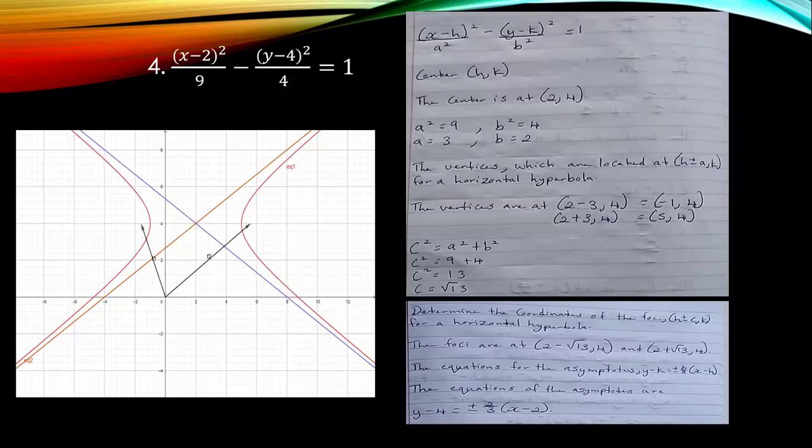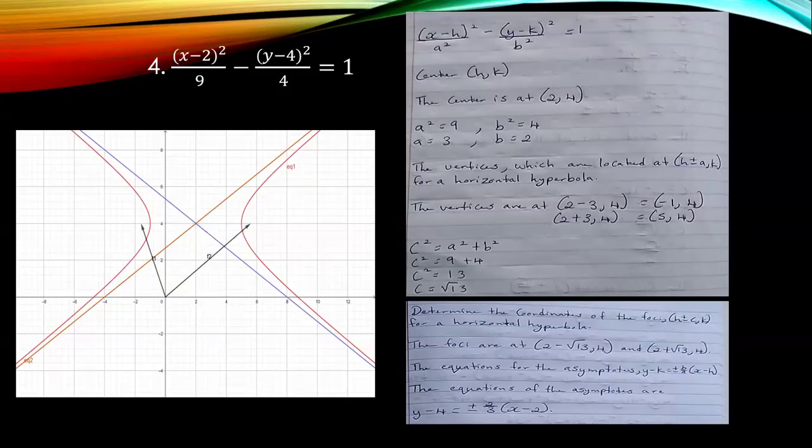So to actually find the center for this hyperbola, we'll have to take this value, which is negative 2, and change it to positive 2. Here we change negative 4 to positive 4. So we have our center there. If you locate here, it's at 2, and then we go up to 4. So the center is right there.